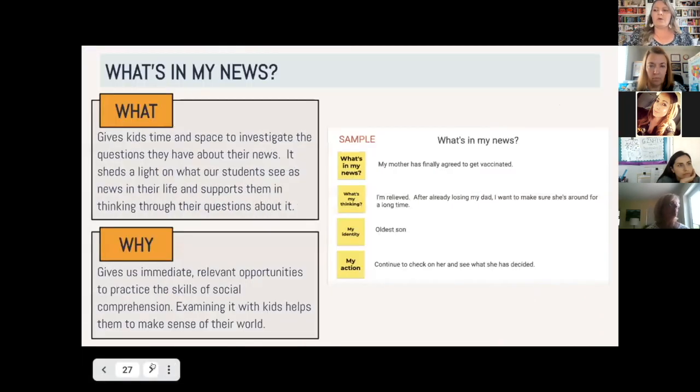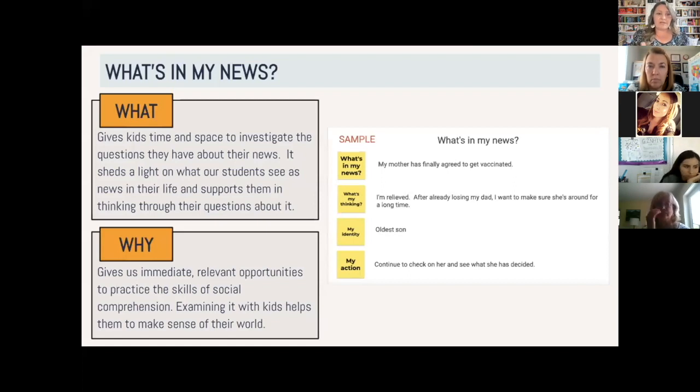Okay, so this next activity is called What's in My News? This is an activity that you can do during morning meeting, or as a way of teaching partner talk. What this is, you give kids time and space to investigate the questions that they have about their news. So it sheds a light on what our students see as news in their life, and it supports them in thinking through their questions about it.